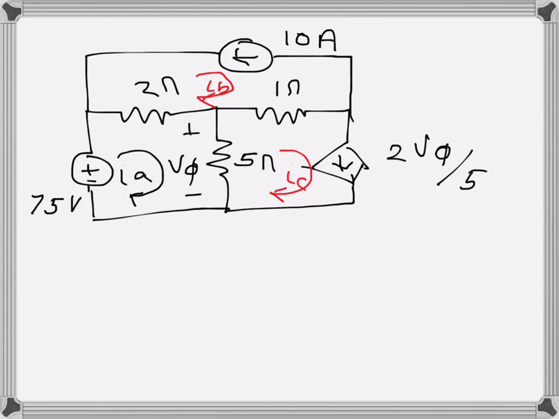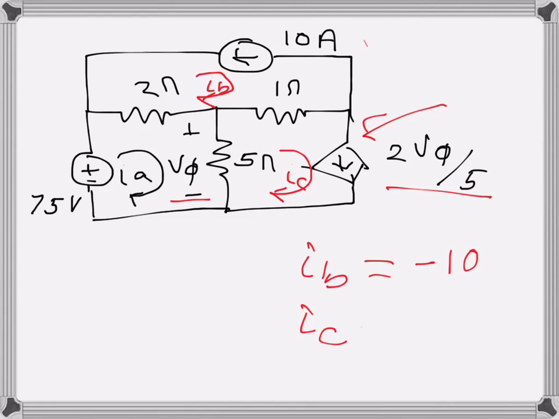Now IB, since there is a current source of 10 ampere, and the direction of the current source is opposite to the direction of IB, it will be minus 10. So that we can write directly. Similarly, IC: in this loop there is a voltage dependent current source, because this is the control voltage, and because of that the loop current IC will become the branch current, which is 2V phi over 5. So IC becomes 2V phi over 5.